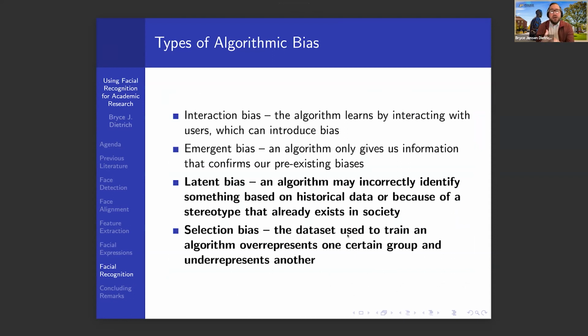And latent bias in facial recognition would be something like: because in the past these facial features have been effective at predicting certain things within the facial recognition world, we're going to rely on those. So certainly latent bias implicates facial recognition technology, but honestly I think selection bias is probably the thing that we're most concerned about, which is that the data set that we use to train facial recognition technologies overrepresents one certain group over another.